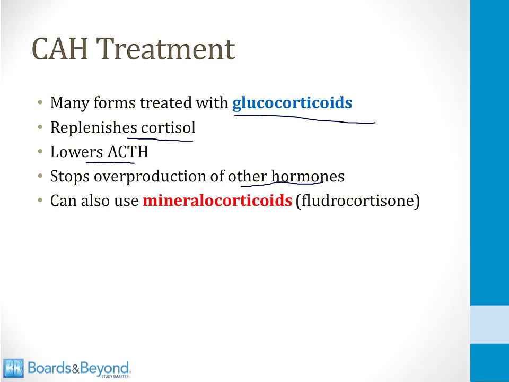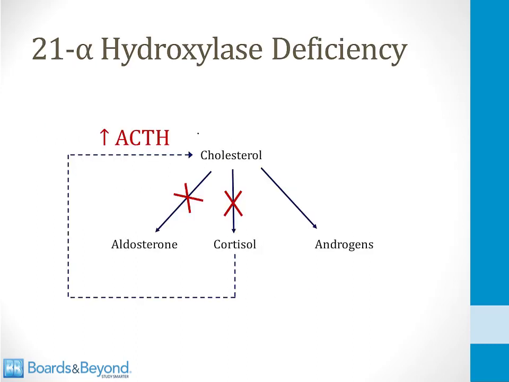In addition, in forms of CAH where mineralocorticoids can't be produced, you can also treat these patients with mineralocorticoids. The drug that's usually used is fludrocortisone. It's a drug that has the same effects of aldosterone. If we go back to this slide on the 21-alpha-hydroxylase deficiency, if you treat the patient with glucocorticoids, that will raise the cortisol levels. That will stop the overproduction of ACTH, and that will stop driving cholesterol into androgens. If you then also treat the patient with fludrocortisone, you will replace the aldosterone effects, and this is the way you can treat these various forms of congenital adrenal hyperplasia. And that concludes our video on congenital adrenal hyperplasia.